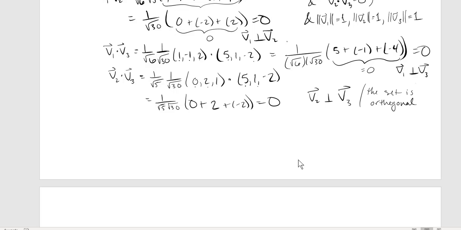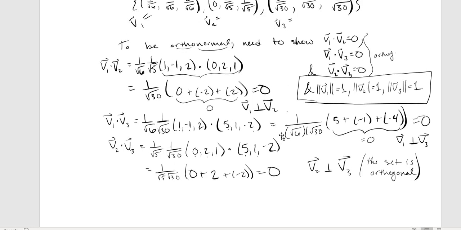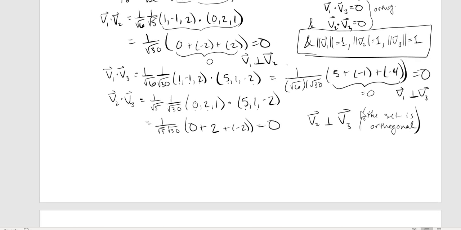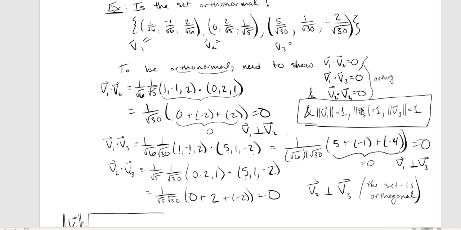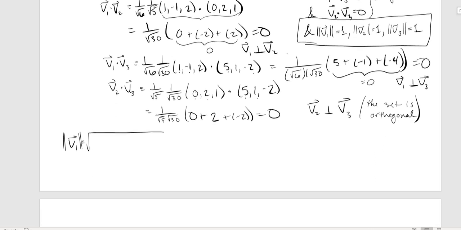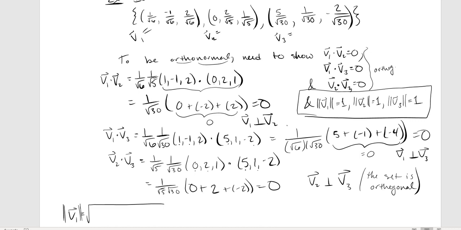We still have to check that it's orthonormal by checking this last requirement up here, that all the magnitudes of our vectors equal 1. So let's go back up to V1, for example. V1 is this vector up here. Remember, the magnitude is just the root of the sum of the squares of the components of the vector. You think of the magnitude squared as the dot product. So for V1, let's remind ourselves, V1 up here tells us we need to square these components.